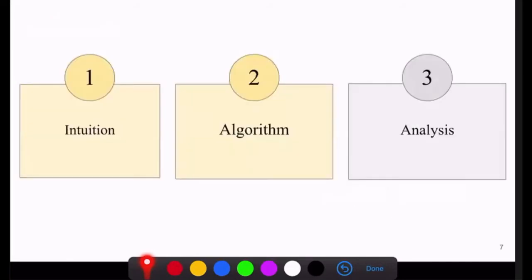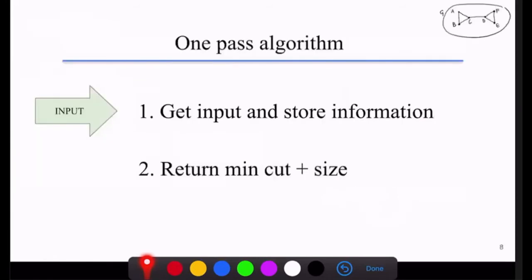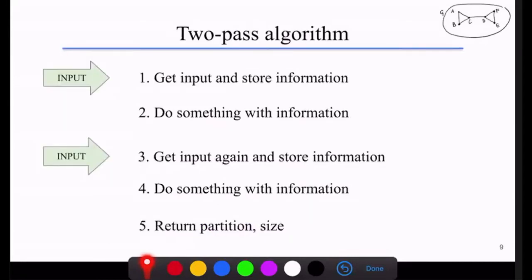Okay, so now we'll go over to some intuition and build up to the algorithm. Any one-pass algorithm that returns the min cut and size of the graph must take at least n squared edges. This is shown by Zucky. So we cannot have a one-pass algorithm that gives us our answer. So we look to a two-pass algorithm. What we're going to do is not only get the input once, but we're also going to get the input a second time. And then after getting both sets of inputs, at the end, we should be able to return the partition and size of our graph.